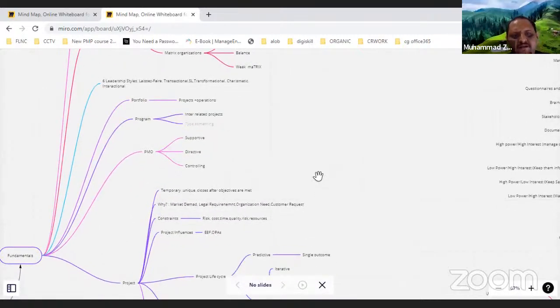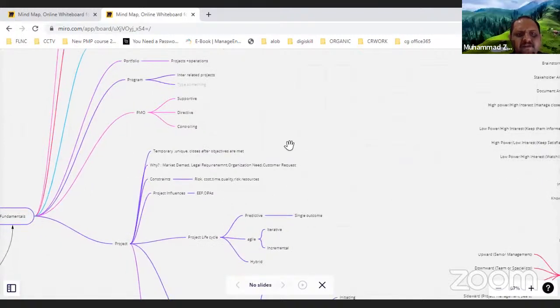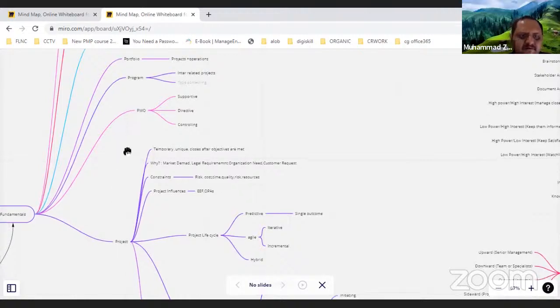And the main thing, it starts from the portfolio and from the top. It includes its related projects and also the operations. In the program, it is all interrelated projects only. And then we have the program management office role that is supportive, directive, and controlling.